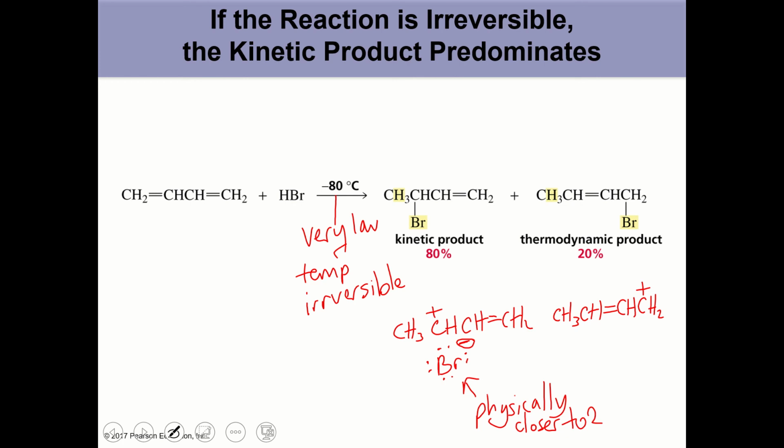And cannot move. Has a very low ability to move because the solution is so cold. Okay, so in cold conditions where there's a very low ability to move, note that the kinetic product predominates because that's where the bromide can bond based on what it's closest to after the hydrogen is added.